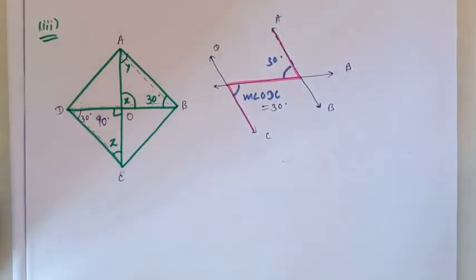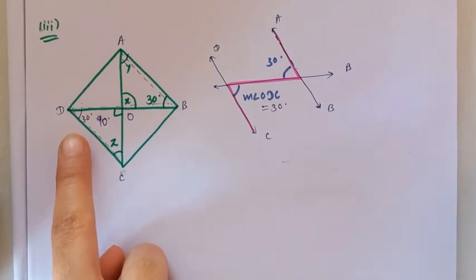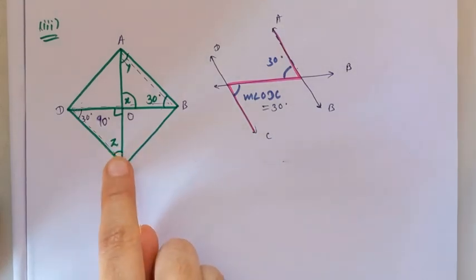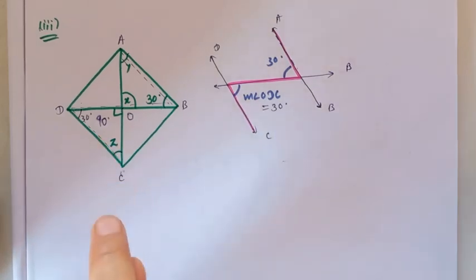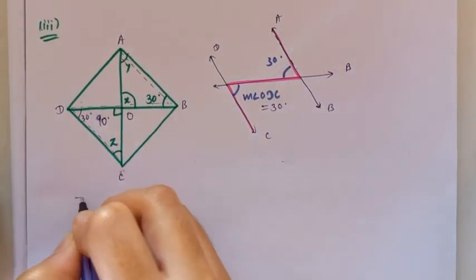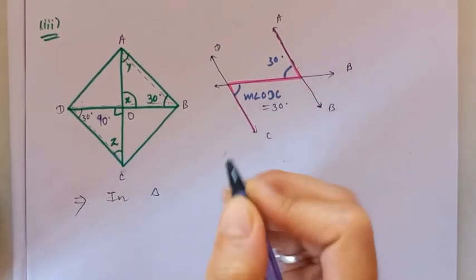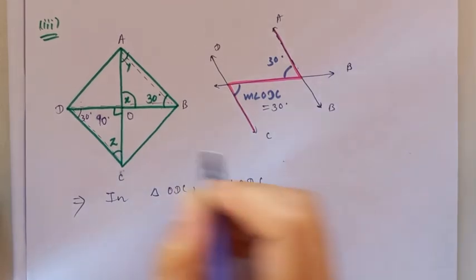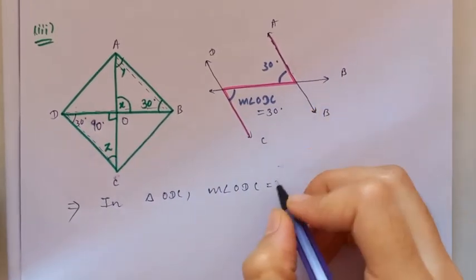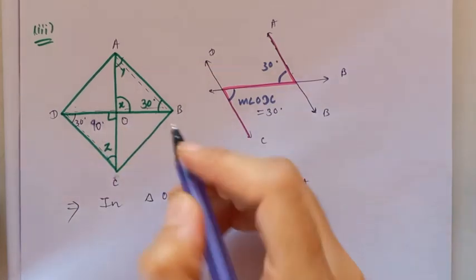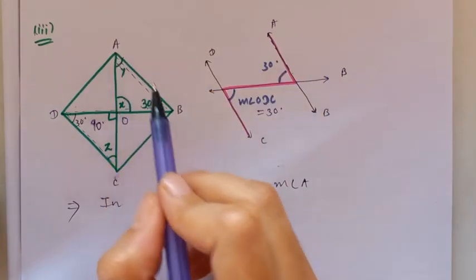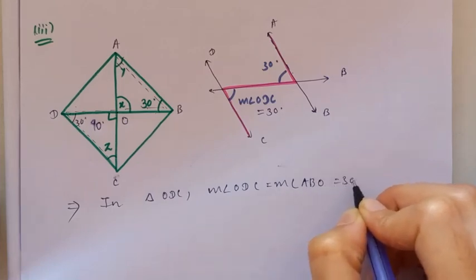Now our task has been simplified, because in this triangle ODC we have two angles and we can use the property of the sum of the measures of angles. So we can get the value of z from triangle DOC. So let's find it. In triangle ODC, measure of ODC is equal to measure of ABO. This 30 degrees is not ABC, ABC is the whole angle, but this 30 degrees is ABO.